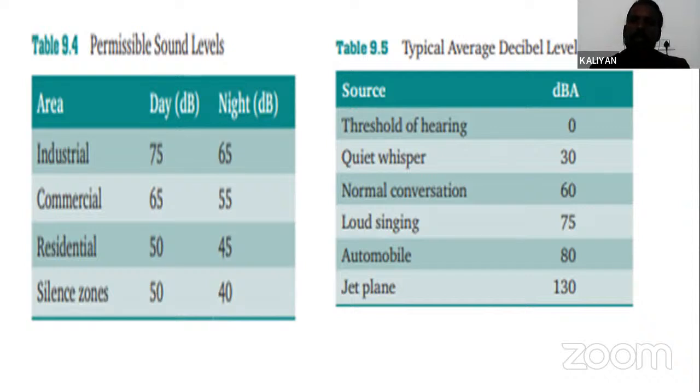Threshold of hearing is 0 decibel, and a quiet whisper is 30. Normal conversation is 60 decibel. Loud singing is 75 decibel. Automobile is 80. A jet plane is 130 decibel.